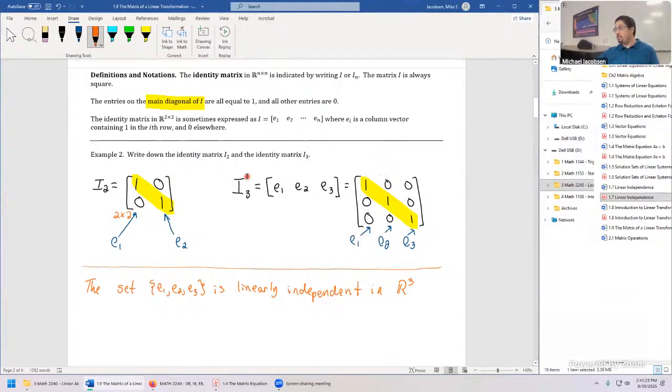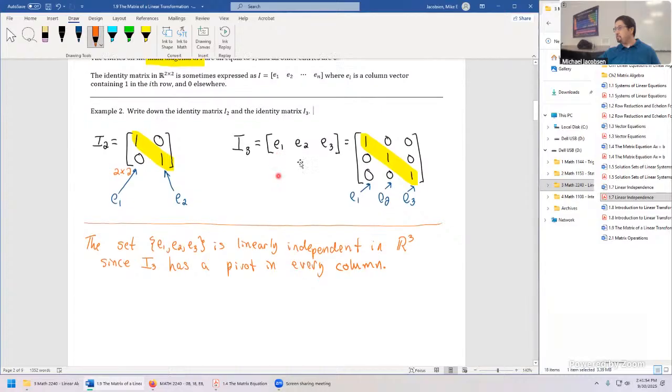Or in other words, if we solve I3 x equal to the 0 vector, it would only have the trivial solution because there's no free variable, but that's once again because there's a pivot in every single column. So we could say it's linearly independent in R3 since I3, which is formed from those particular vectors as its columns, has a pivot in every column.